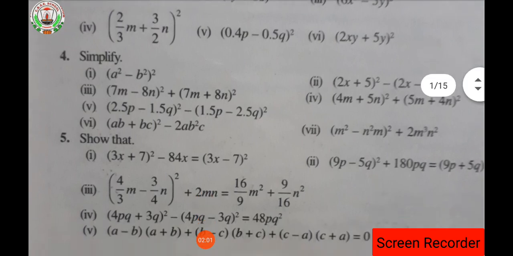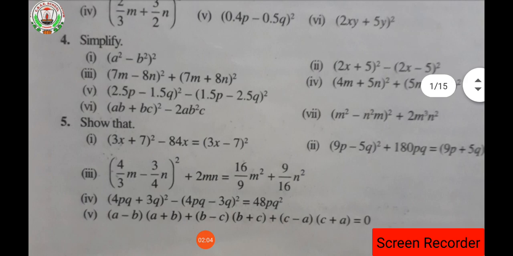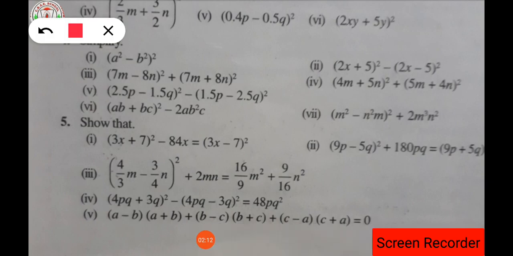In the same way, what is said in question number 5? It is said to show that, which means you have to solve the LHS and RHS parts separately. So here 3x plus 7 the whole square is there minus 84, then 3x minus 7 the whole square is there. On the left hand side you have to use the identity a plus b the whole square. Then in the right hand side you have to use the identity a minus b the whole square. While using that identity you have to expand these two terms.